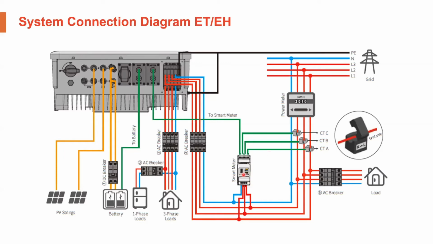Another difference is when you're using a 3-phase hybrid inverter, the smart meter that you receive will be connected to 3 CTs. With a single phase, you will only have 1 CT, and with the 3-phase inverters, you will have 3 CTs to clamp around each phase.